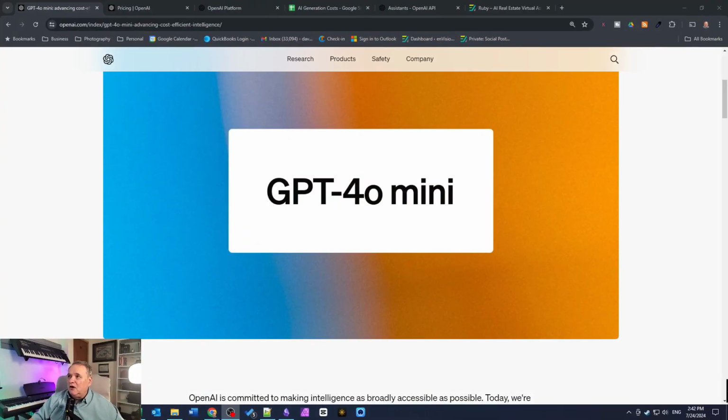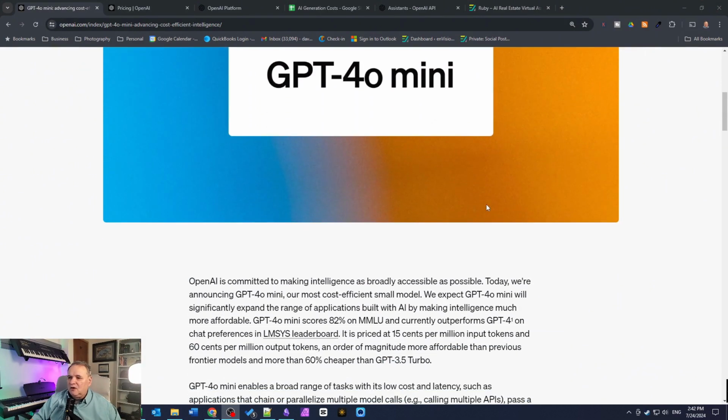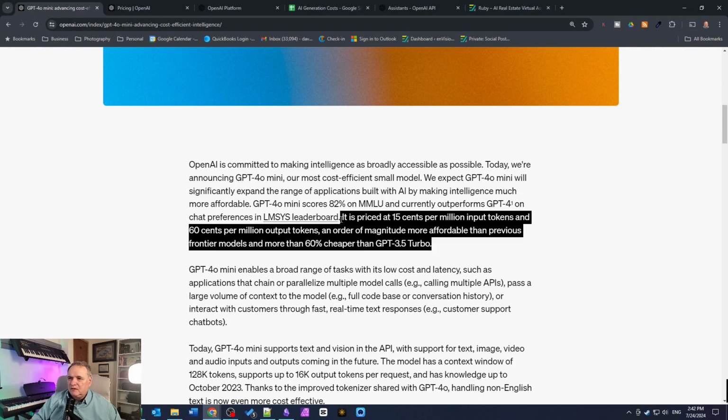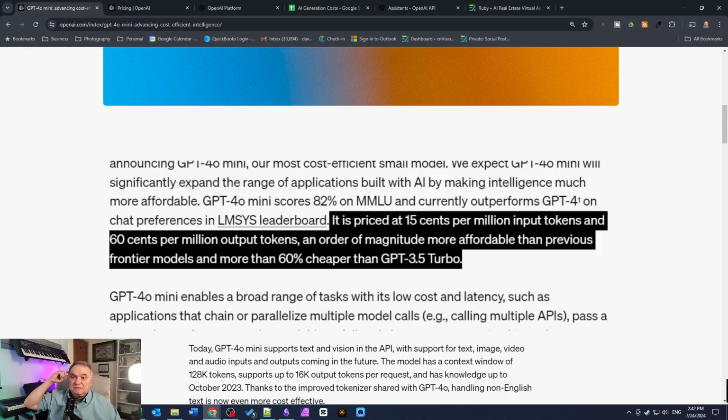All right, here we are on OpenAI's site for GPT 4o Mini. We're just going to look at a couple of things here. First, the pricing. It's priced at 15 cents per million input tokens and 60 cents per million output tokens. That's an order of magnitude more affordable than previous frontier models and more than 60% cheaper than GPT 3.5 Turbo.